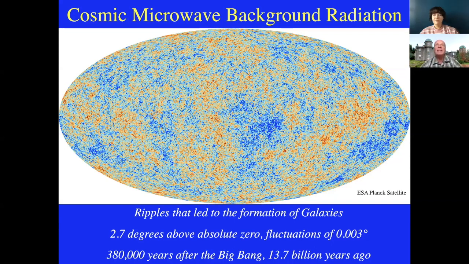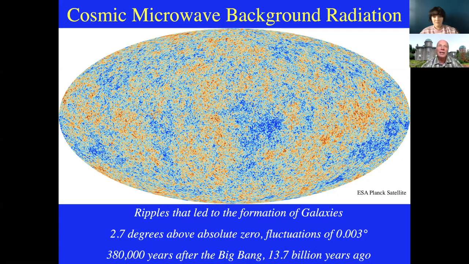And in fact, this radiation is now at a temperature of only 2.7 degrees above absolute zero. But this diagram here shows more than that. It's not just showing you the distribution at that temperature, it's showing the fluctuations in that temperature. The difference between the red and the blue in this diagram are tiny temperature fluctuations of about 0.003 of a degree, which we can accurately measure in the background.